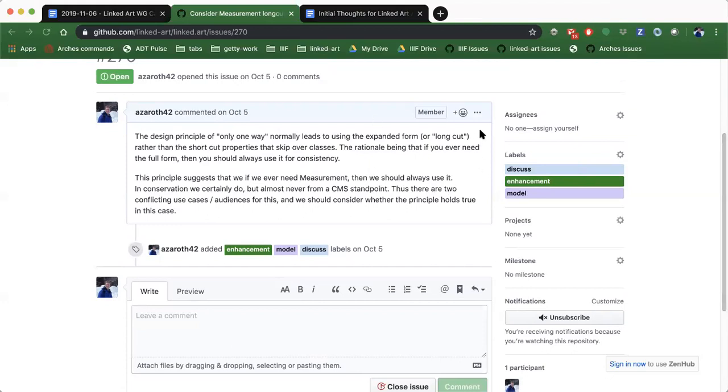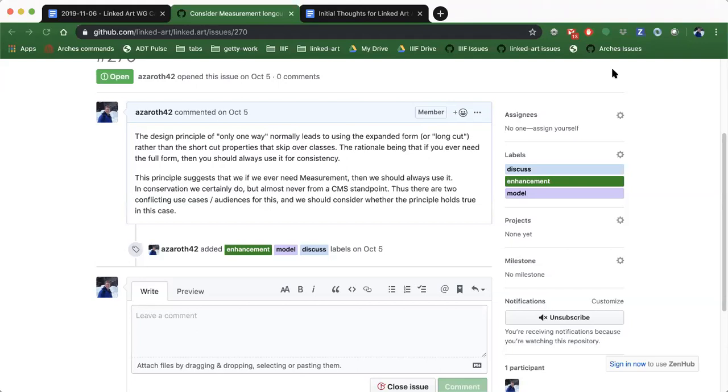This is something that can be part of some sort of application profile for linked conservation data, having the extended path and having the shorter path for the CMS data. Yeah, I think that would be my preference here, that we should value our communities more than we value strict adherence to design principles.